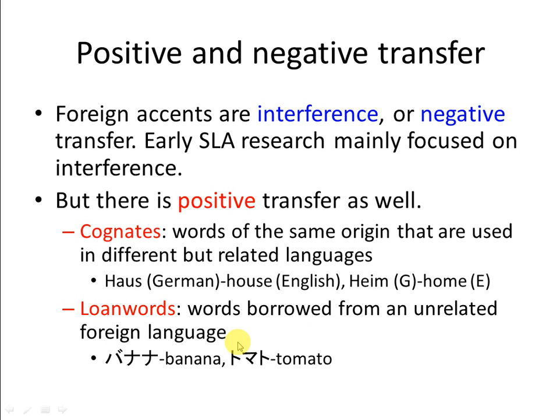For example, the Japanese language borrowed these words. So we have banana for banana and tomato for tomato. But English and Japanese are not related at all. They didn't come from the same ancestor. But Japanese borrowed some words from English. And because we have cognates or loanwords in our first language, the knowledge of those can help us imagine the meanings of some words, not all of course, in our second language. So this can be positive transfer.